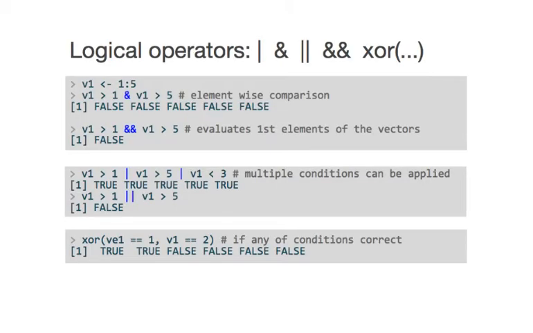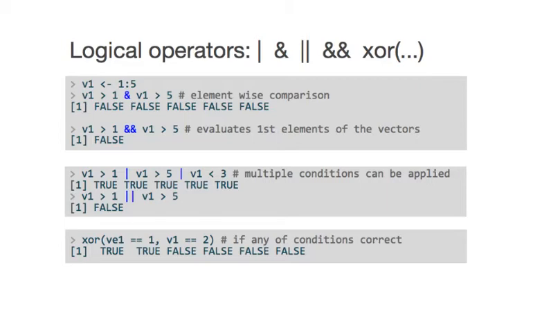Let's have a look at the top example. We have a vector of 5 integers, from 1 to 5, and we would love to know if each of the elements in this vector is larger than 1 and also larger than 5. We can combine these conditions using ampersand symbol, and only one in this case. The answer we get is that none of the elements meet both conditions.